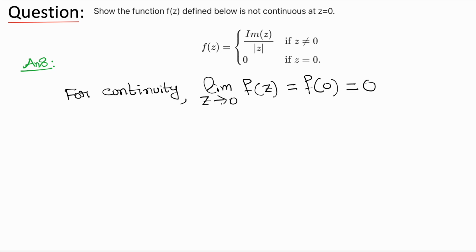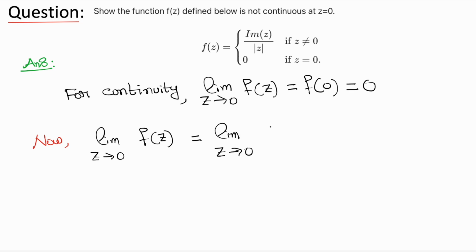Therefore, in order to show this function is not continuous at z = 0, we need to show that this limit is not equal to 0. Now, the limit as z tends to 0 of f(z) is equal to the limit as z tends to 0 of Im(z) divided by |z|. Now we will write z as x + iy.